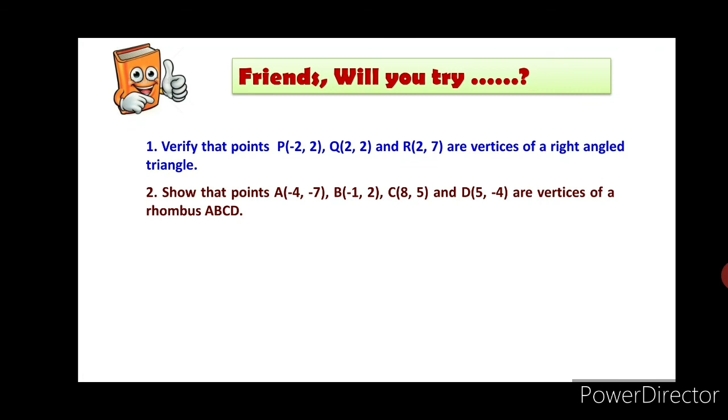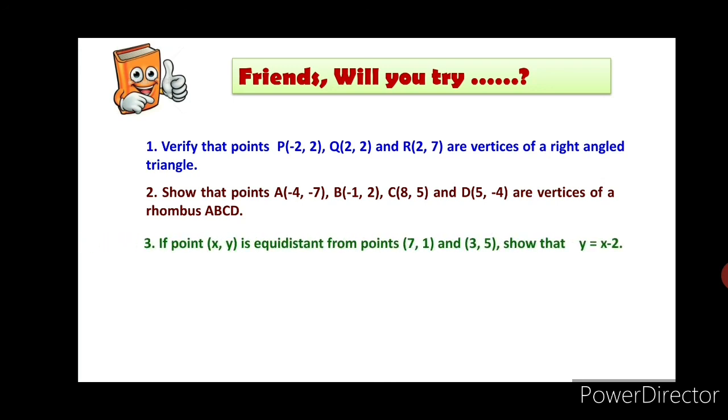Show that the points A(-4, -7), B(-1, 2), C(8, 5) and D(5, -4) are the vertices of a rhombus ABCD. Again friends, yes, here you can see that you have to find out the distances by using distance formula AB, BC, CD and AD. If all the distances are equal, then you can say that the given quadrilateral is a rhombus.